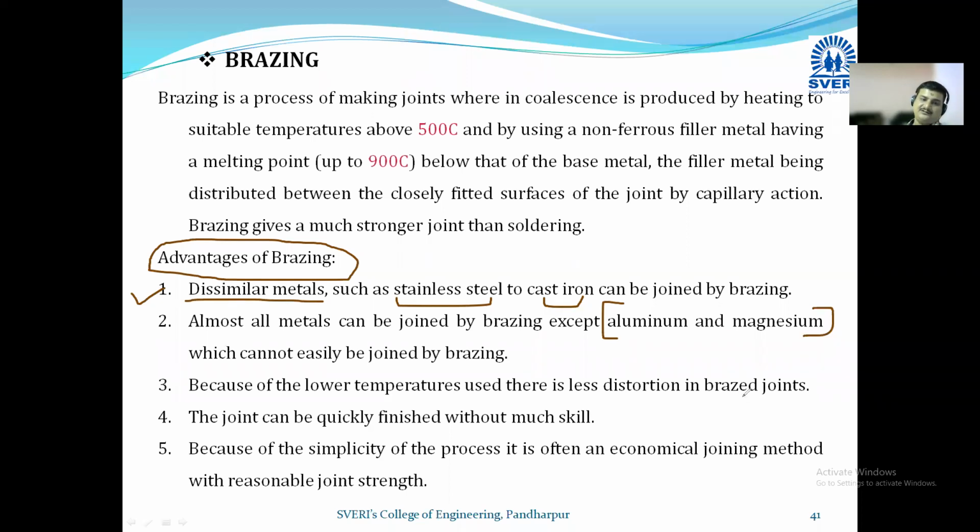Only two metals we cannot join by using the brazing operation. One is aluminum and the second one is magnesium. Because of the heat, there may be some adverse reactions which are not feasible in the brazing operation.